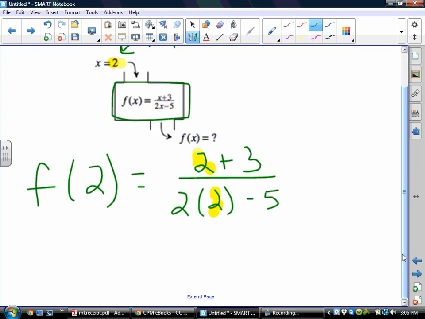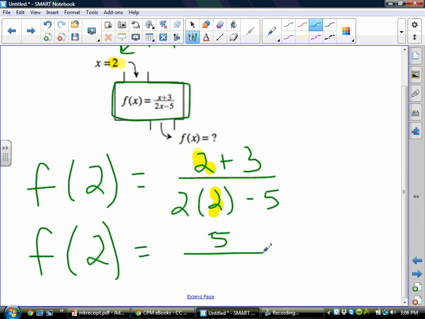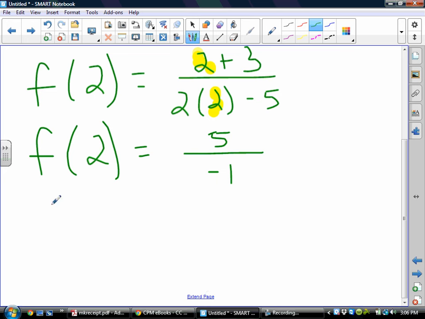Okay, so that's what those are doing. So now we're going to calculate this. So leave the left side the same. f of 2 is how we say that. Equals, let's do the top first. 2 plus 3 is 5. And on the denominator, I have 2 times 2, which is 4. And then 4 minus 5 gives me a -1 on the denominator. Alright, so I still am going to keep continuing. This left side stays exactly the same the whole time. And then I have 5 divided by -1 leaves me -5.